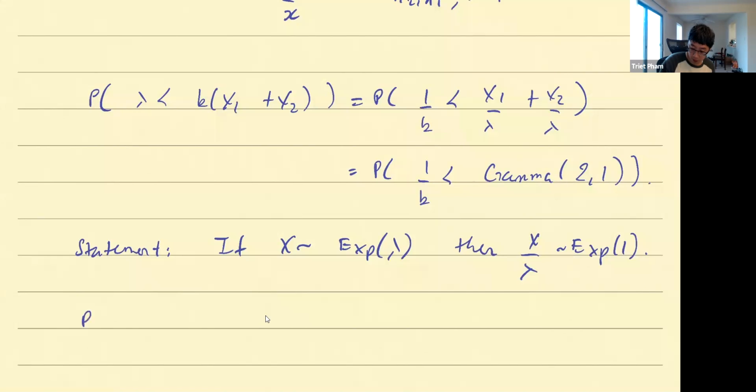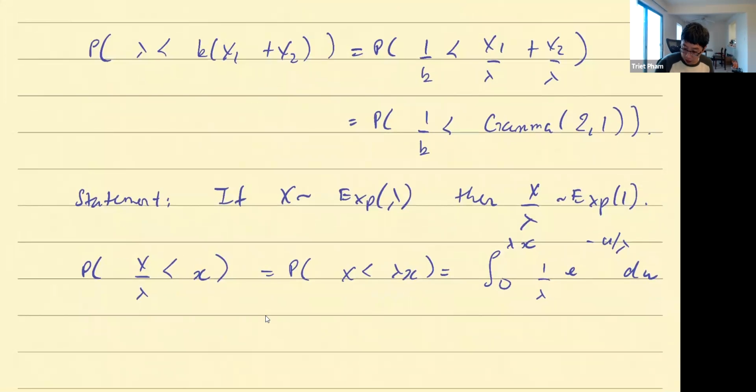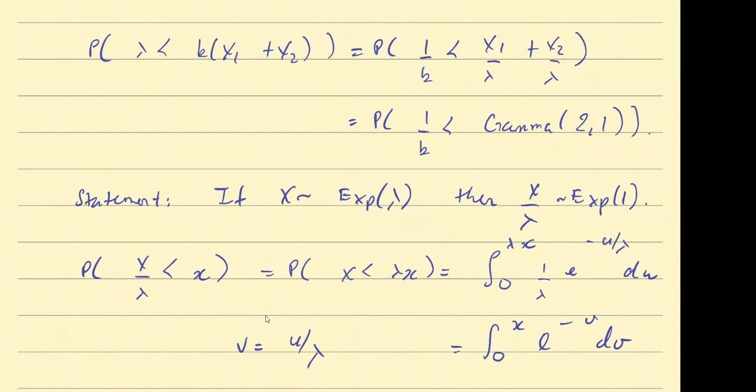Well, how? You look at probability of x over lambda less than x, which is probability of x less than lambda times x, which is the integral. Now the density is 1 over lambda e to the minus u over lambda, and the integral is from 0 to lambda times x. But then if you change variable, v equals u over lambda, then this will be the integral from 0 to x of e to minus v dv, which exactly is the density of exponential 1. So this is exponential 1. Oh, okay. Does that make sense? Yeah.